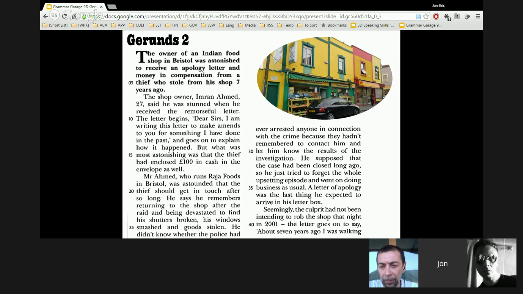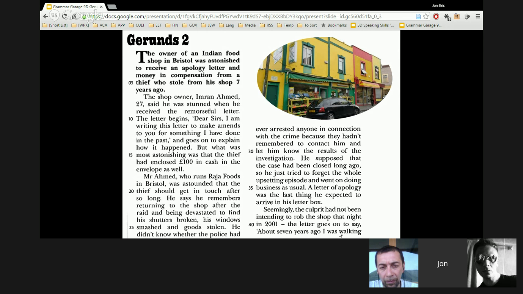I guess it was that, and what else was it? I think that was the only really difficult vocabulary that I saw. Okay, follow along for a second. Let me go to the next two. Seemingly, at the bottom. Seemingly, the culprit. Ooh, that's a good vocabulary word. Seemingly, the culprit had not been intending to rob the shop that night in 2001.